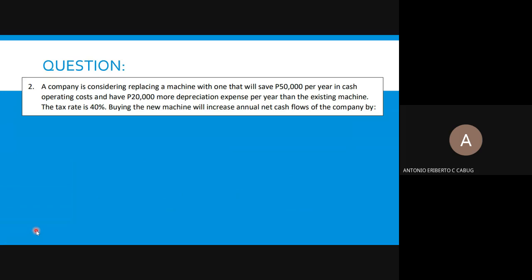This is number 3. Question number 3. Please enter your answers, everyone. A company is considering replacing a machine with one that will save 50,000 pesos per year in cash operating costs, 20,000 more depreciation expense per year than the existing machine. Tax rate 40%. Buying the new machine will increase annual net cash flows of the company by how much? In other words, your incremental after-tax cash flows. Enter everyone.